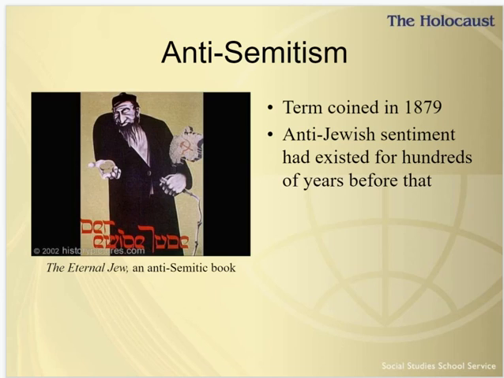The image here is from The Eternal Jew, the title of a movie and a book produced by the Nazi Party in 1937. The book's cover shows a caricature of a Jew holding part of Russia under his arm, a whip in one hand and bloody coins in the other. What message does this drawing attempt to convey about Jews?